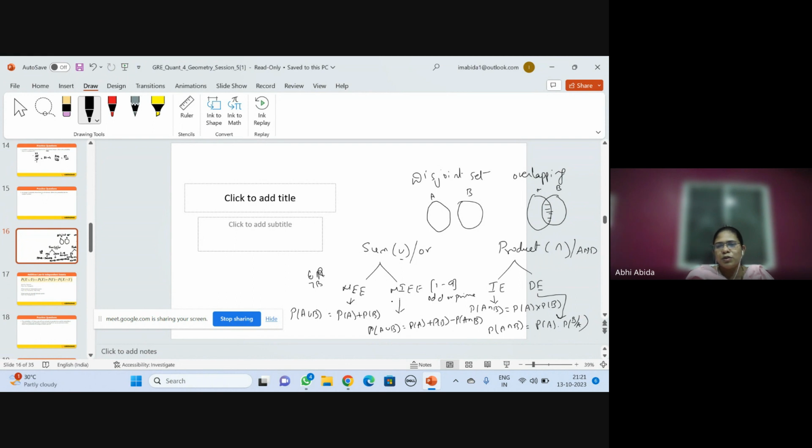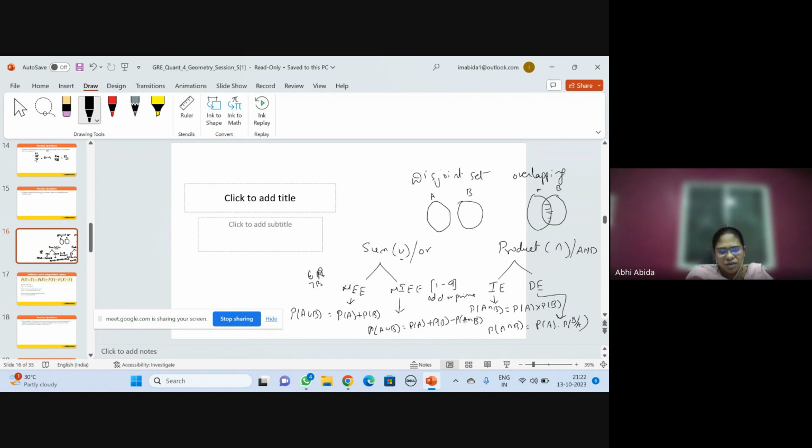Okay, so whenever the mutually inclusive event concept is there, then we have to go through the formula P of A union B, P of A plus P of B minus P of A intersection B. Clear? Right. Now moving on to independent events.